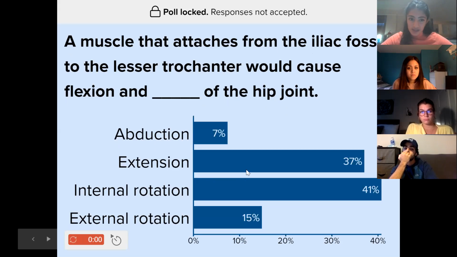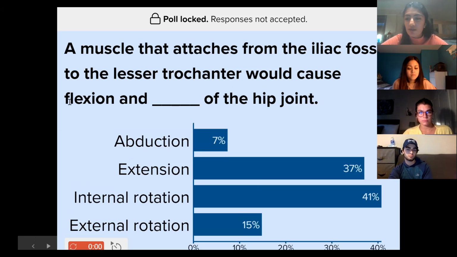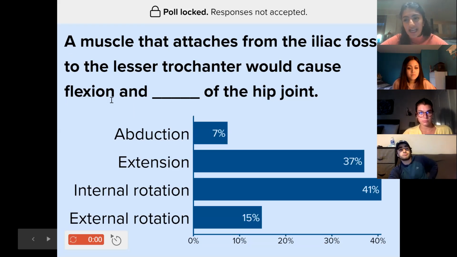We had a lot of extension as well. And what would be a good reason why extension doesn't work? What about this question tells us extension cannot be the answer? There's just one word in this question that really says, you know what, extension, I have to cross that out. Flexion, exactly. The question says that this muscle flexes. So a muscle cannot flex and extend. It won't ever do that.